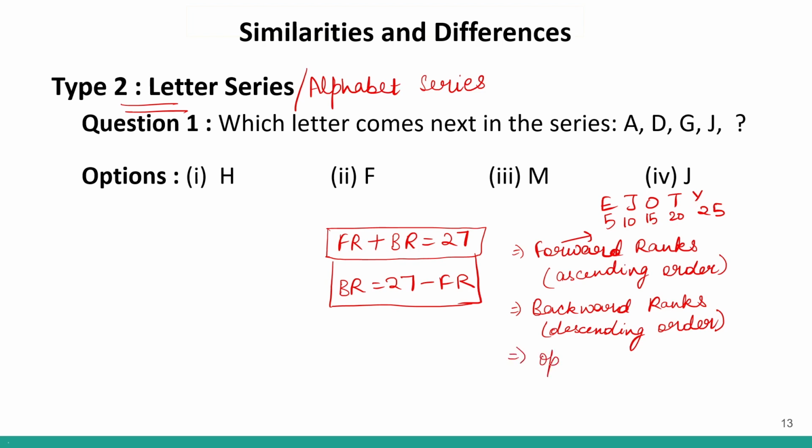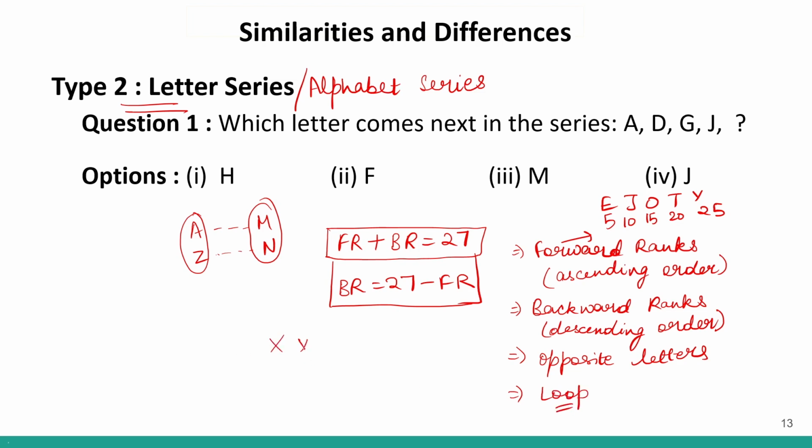Then we discussed the concept of opposite letters. For opposite letters, we used to write letters in a certain way, that A to M, then below this, we used to start with N up till Z, where A is opposite Z and M is opposite N. So this was a concept of opposite letters. Then we also discussed the concept of loop. What do you mean by loop? If we have X, Y, Z and we have to move 2 positions forward from Z, we'll start again from A and get B, since there are no alphabets after Z. So this was also a concept that we discussed.